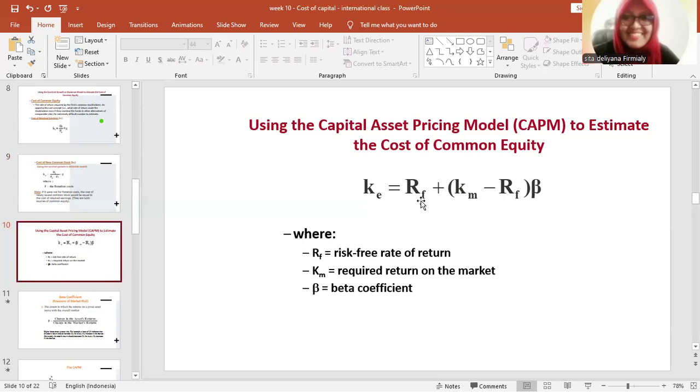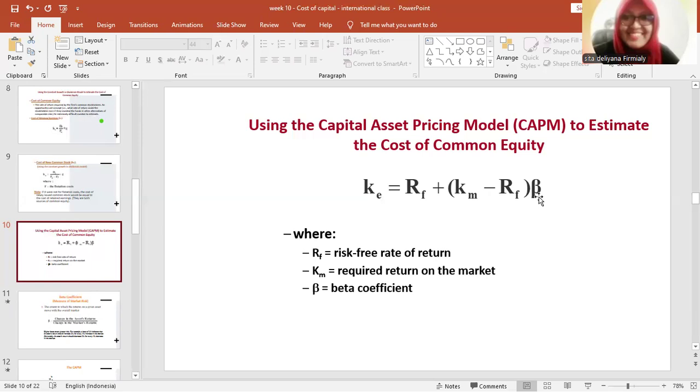For the risk-free rate of return, we're using the 7-day repo rate. And then the required return on the market minus the risk-free rate of return is what we call the market risk premium. A higher market risk premium means a higher number of strength within the company compared to its peers. And then the beta coefficient.